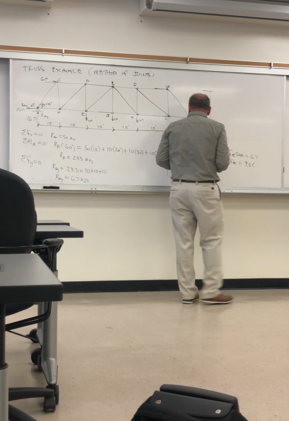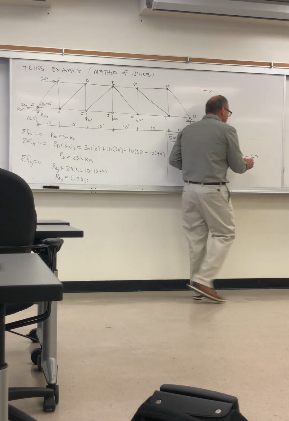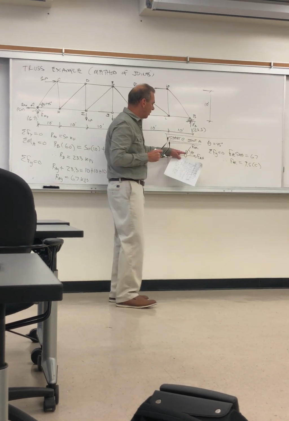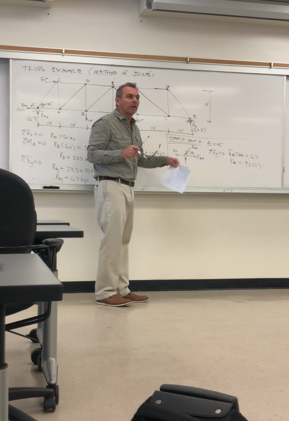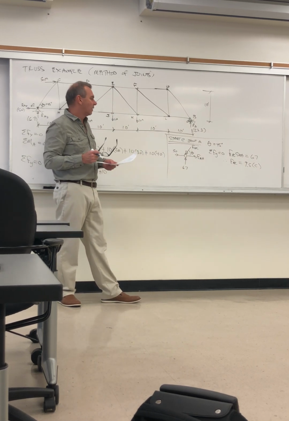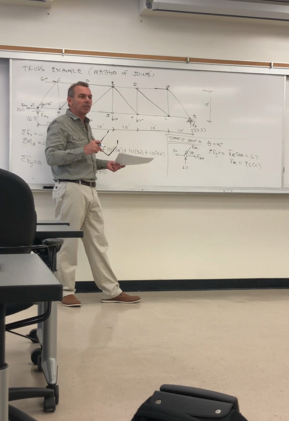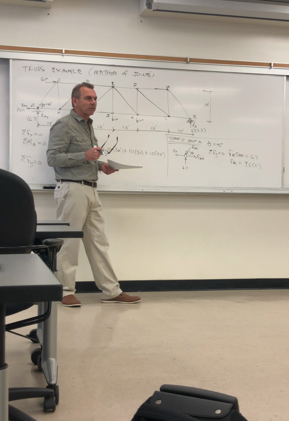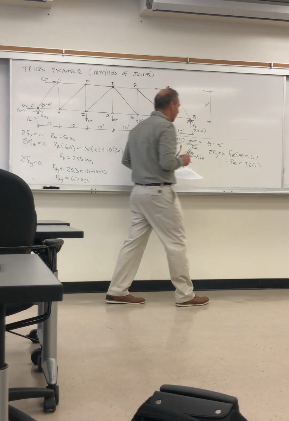And it's in compression. You can see it's compression because it's pushing out on the joint. We talked last time about this. Pulling on the joint's tension, it's pushing out on the joint, and it'll be pushing out on both joints at both ends of the same number. Force is constant. So that's F of AC.